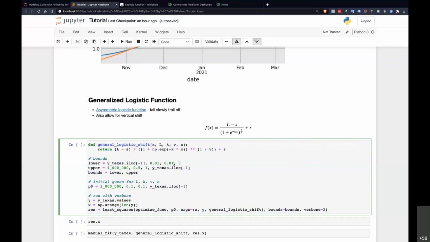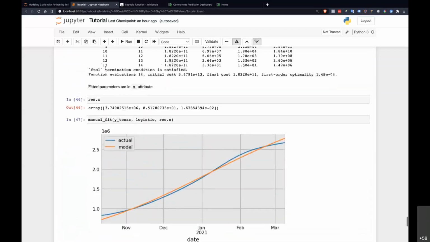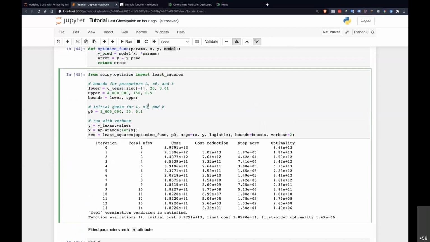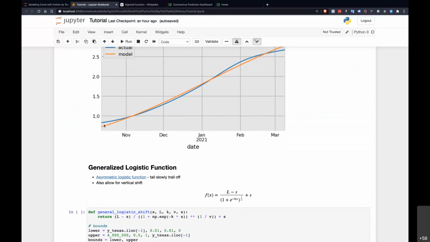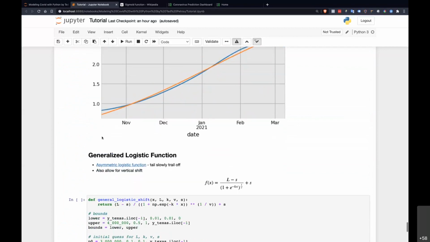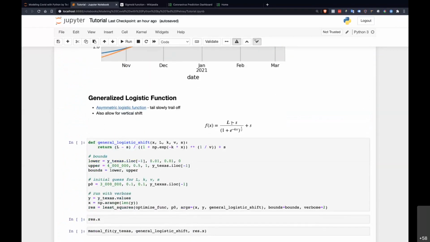So I have L, K, V, and S. The shift is quite important here because the data didn't start at 0 cases. If I started in February, I could have used the plain logistic and actually gotten decent results, stopping at around the end of the first wave. But I've started in the middle, where many hundreds of thousands of cases have already occurred. So this function is actually going to go to 0, and that's sort of unfair to it. I probably could have done one more step with the normal logistic and done this vertical shift with S.